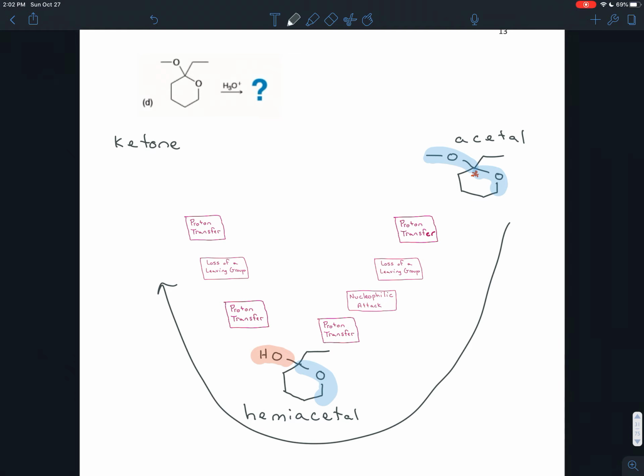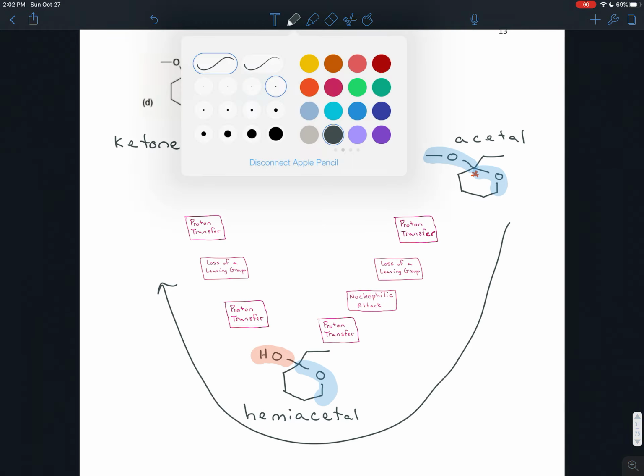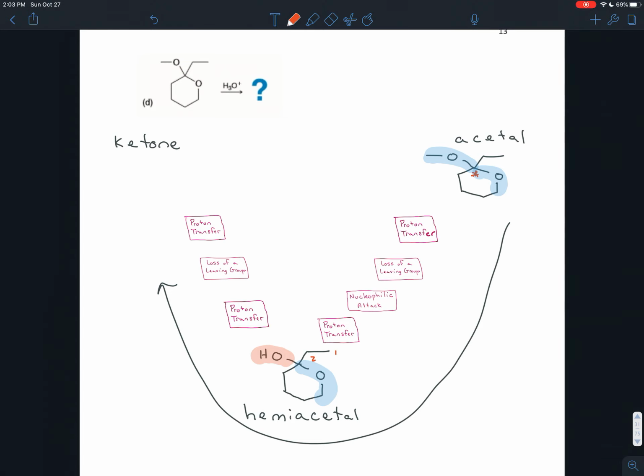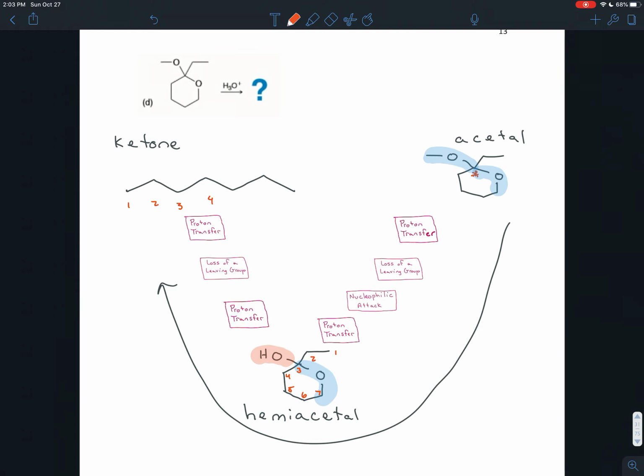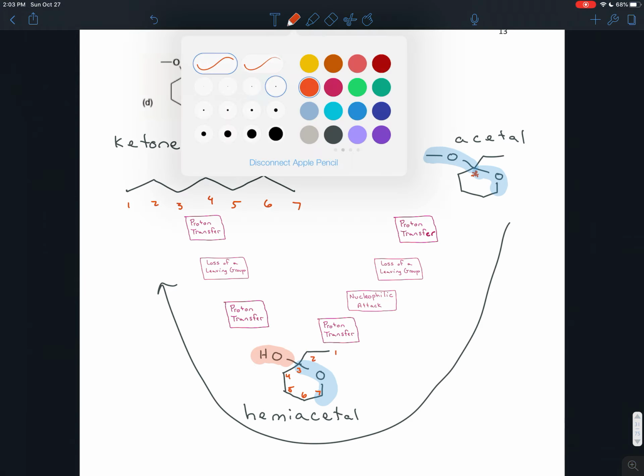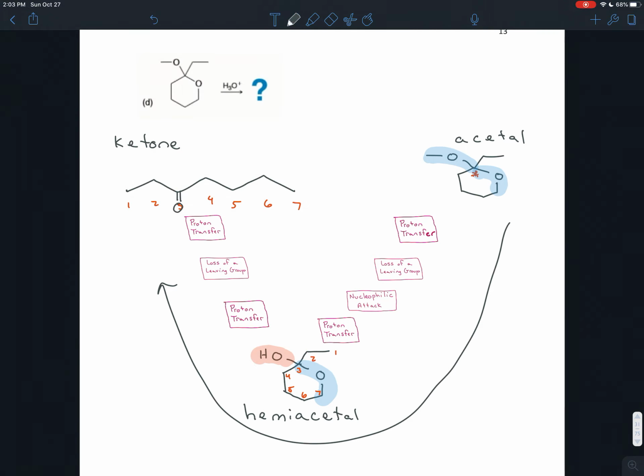Notice when the other oxygen leaves, we're going to get a straight chain. The ring will be broken. And so our straight chain is going to have 1, 2, 3, 4, 5, 6, 7 carbons. Let me number those. On carbon number 3, we'll have the ketone. That's the ketone on carbon number 3, where the OH is. And on carbon number 7, we'll have the alcohol.